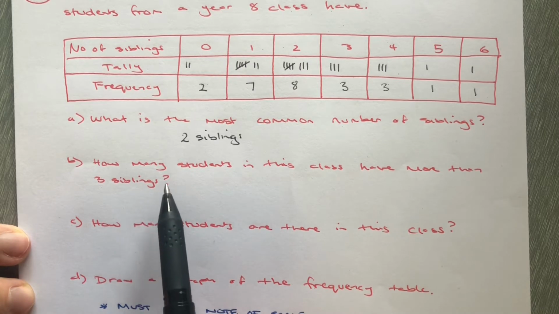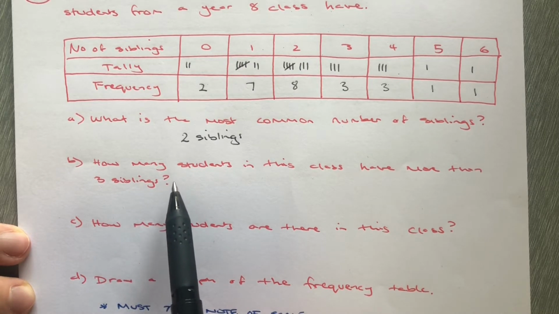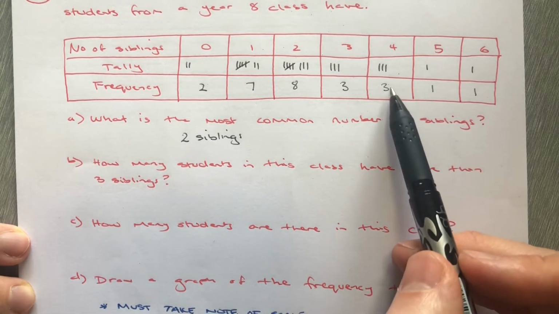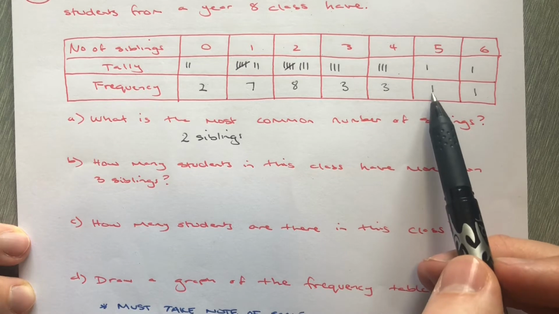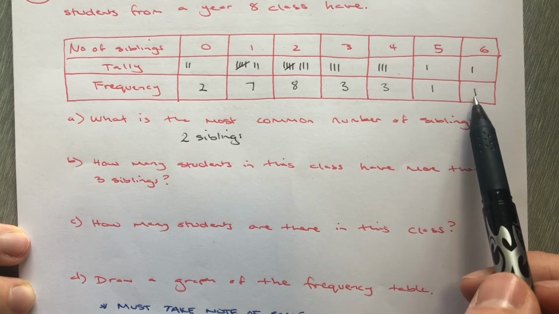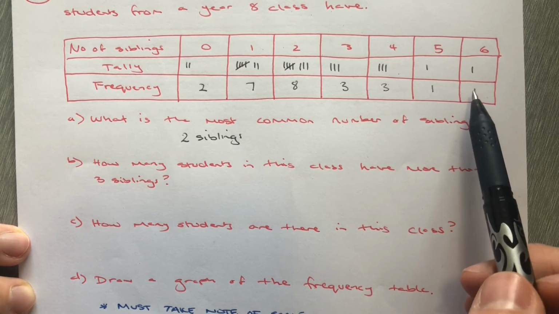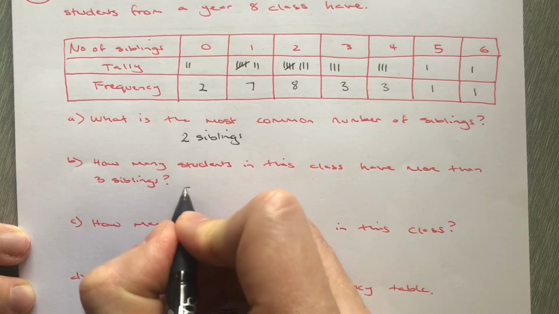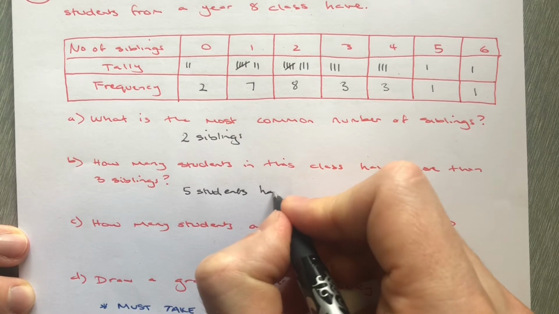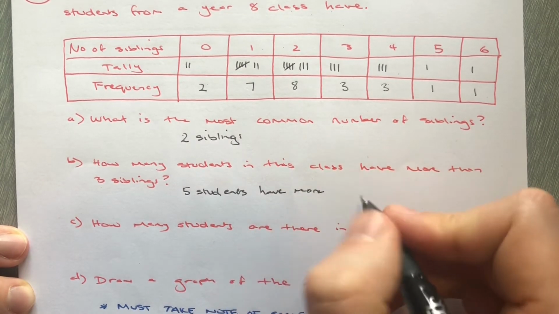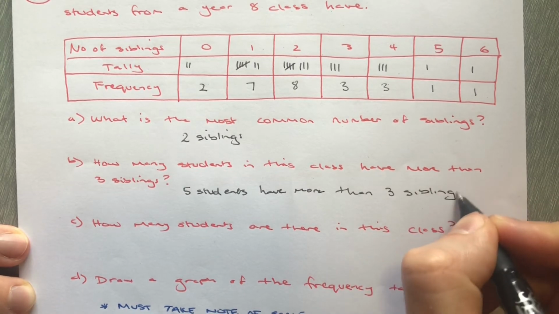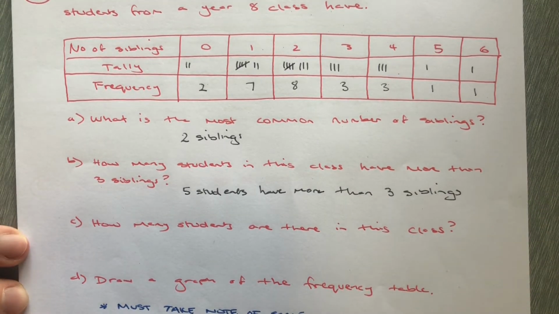How many students in this class have more than 3 siblings? More than 3 would mean 4, 5, or 6. So we've got 3 that have 4, 1 that has 5, and another one that has 6. So we have a total of 3 plus 1 plus 1, which is 5 students that have more than 3 siblings. There we go, we've answered that one.